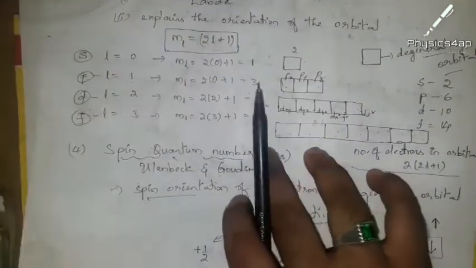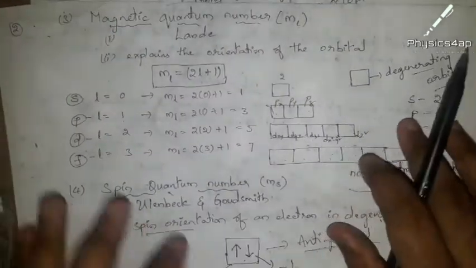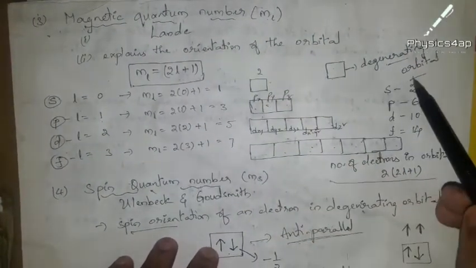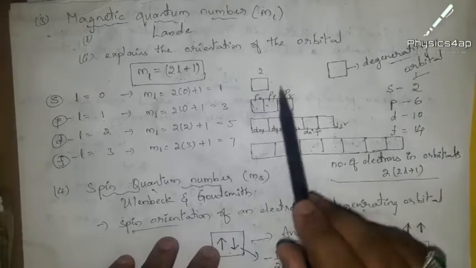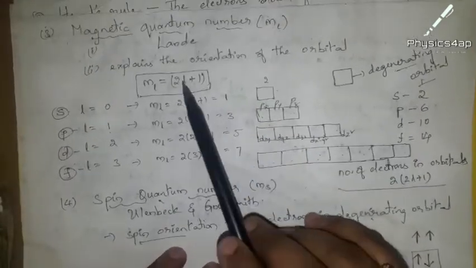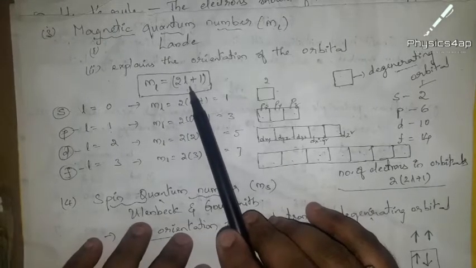Next we discussed the magnetic quantum number. The magnetic quantum number was explained by Landé. It explains the orientation of the orbitals, that is nothing but the degenerate orbitals. The boxes that we have discussed, the degenerate orbitals, have been explained. To find that, the formula is ml equals 2l plus 1.